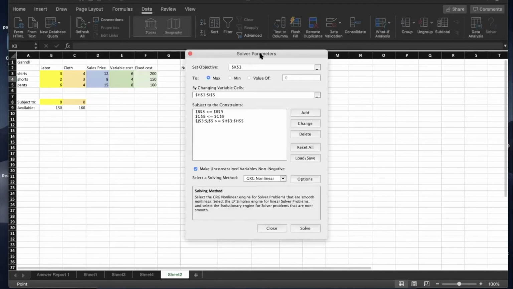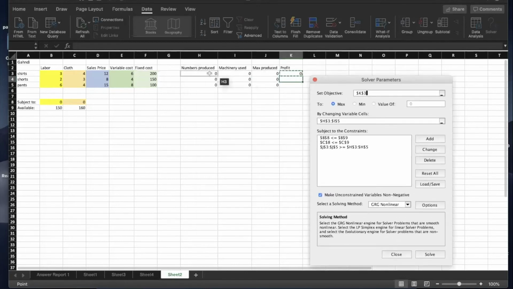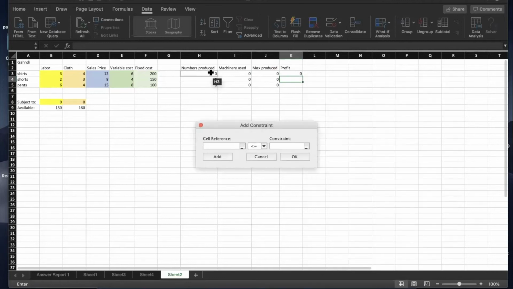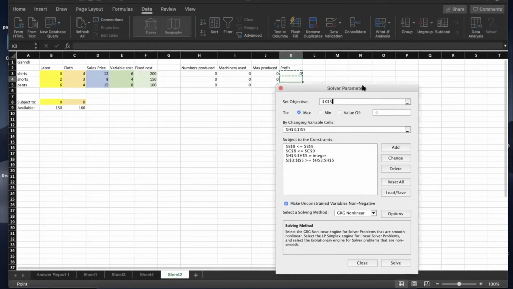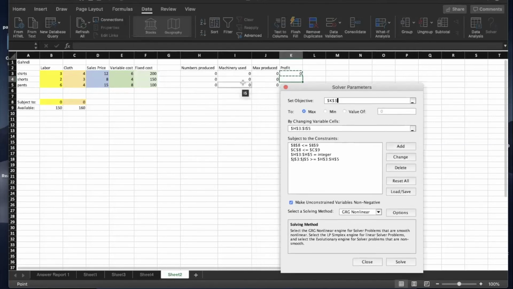And because we are doing IP programming, we would like to make sure that we add a constraint that all of the number of items produced, which would be the whole column of H3 through H5, are integers because we're in integer programming, and also that all of our machinery used is binary, it's 0 or 1.